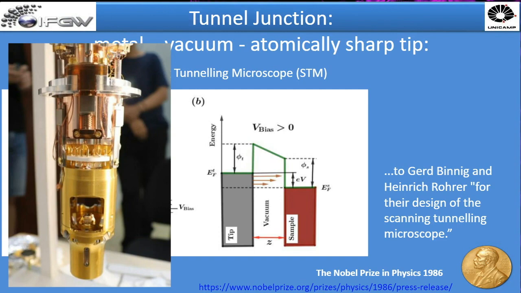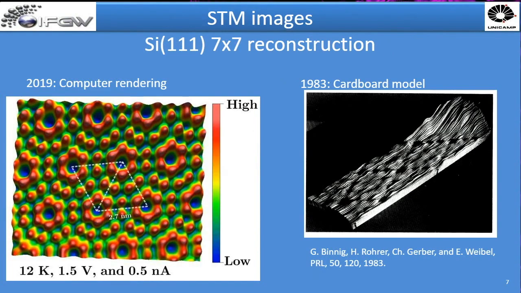And to show you just 2 images where you can see some atoms. So these are images of the same structure. The one on the right is the original image that was published in the PRL in '83 by the creators of the STM. And the one on the left-hand side is one that was acquired in our group.